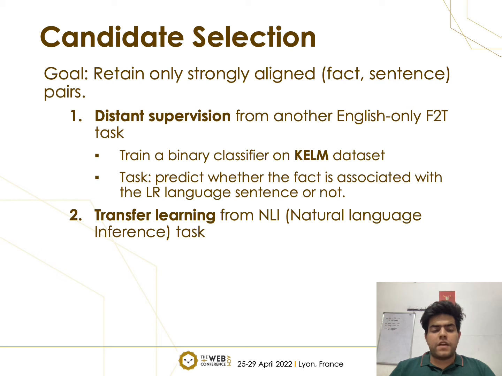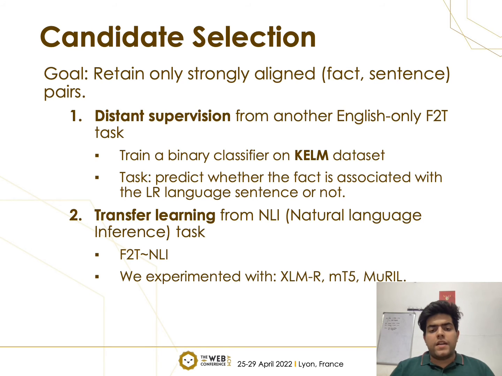The second approach that we used is transfer learning from the NLI task. The NLI task is aimed at predicting whether a particular pair of sentences entail, contradict, or are neutral to each other. And our task is very similar to the NLI task. Thus, we experimented with various models like XLM-R, MT5, MuRIL, etc.